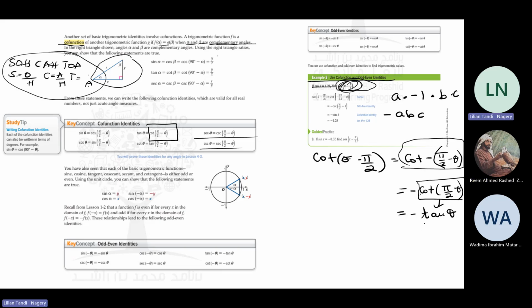Now, the question gave me this, so I just replace it. Negative 1.28. And this is my answer.